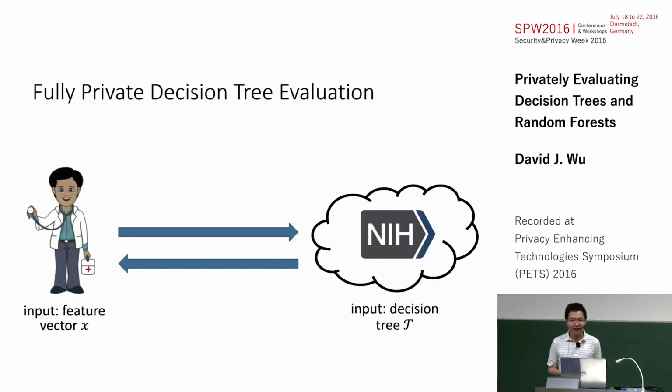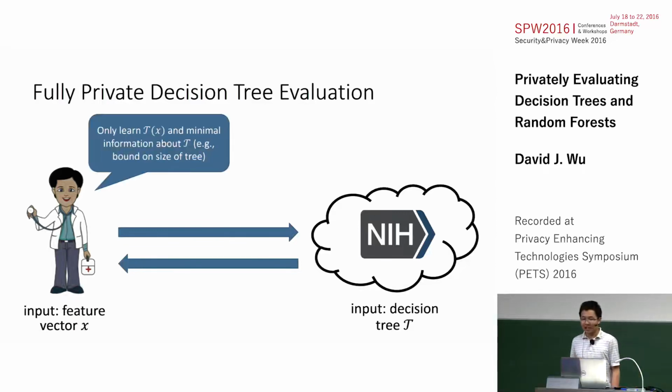But abstractly speaking, we have a client and a server. The client on the left here holds a feature vector X. The server here holds a decision tree T. And basically, they're going to engage in some kind of two-party computation protocol, such that at the end of the two-party computation, the client only learns the evaluation of the decision tree on the chosen input, and maybe some additional metadata or metaparameters related to the decision tree itself, but nothing more than that.